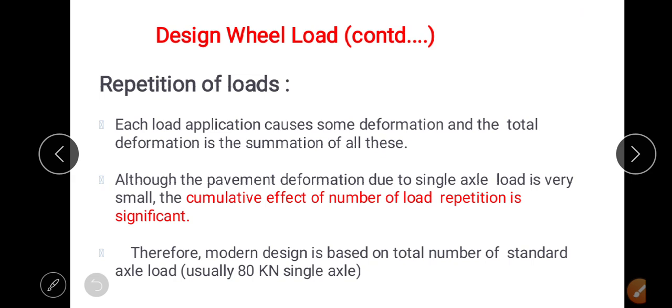The cumulative effect of number of load repetitions is also more significant. Although the pavement deformation due to a single axle load is very small, the cumulative effect of the number of load repetitions is significant to cause more deformation. That is the meaning. Therefore, modern design is based on the total number of standard axle loads. Standard axle load is usually 80 kilonewton single axle.